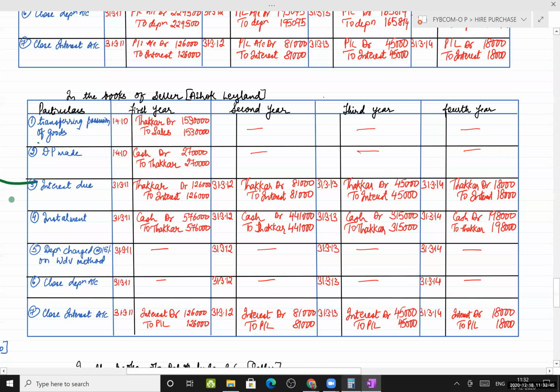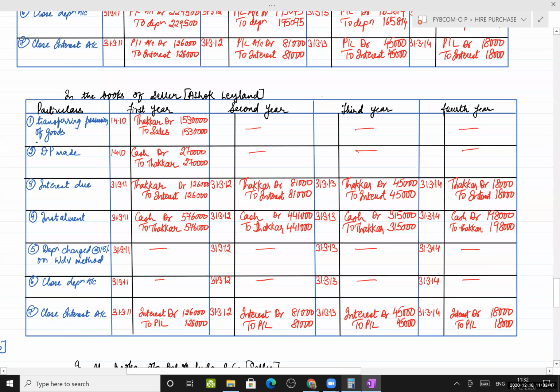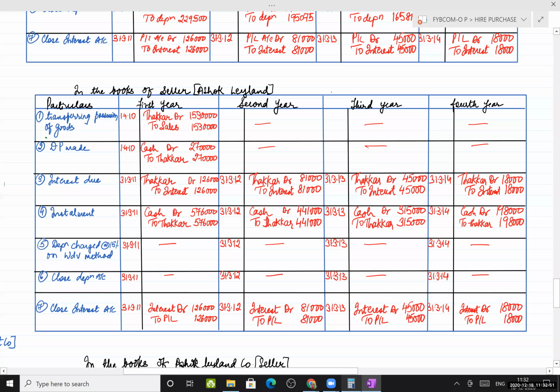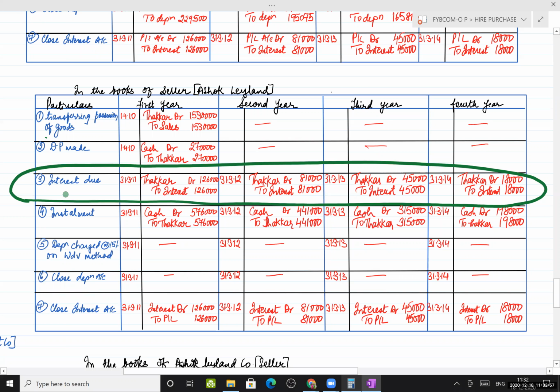And the same logic, the first two steps will not be there in the subsequent years, that is second, third and fourth year. Then interest. The date and amount will all be the same as in the purchaser's books, only the journal entry will flip here. For the seller, interest is an income, so he will credit. Thakkar account debit to interest.